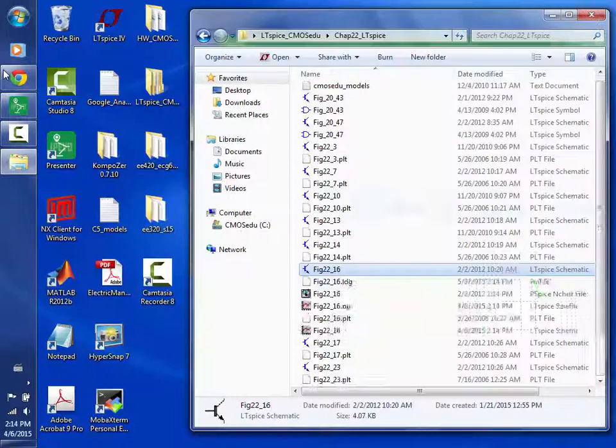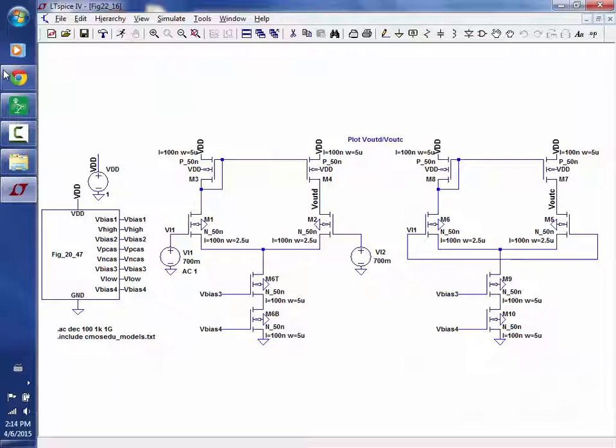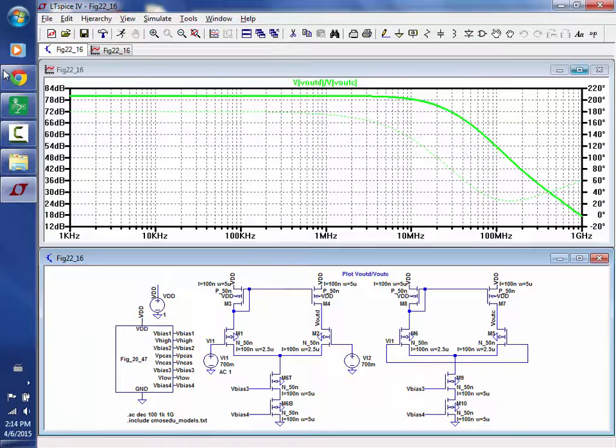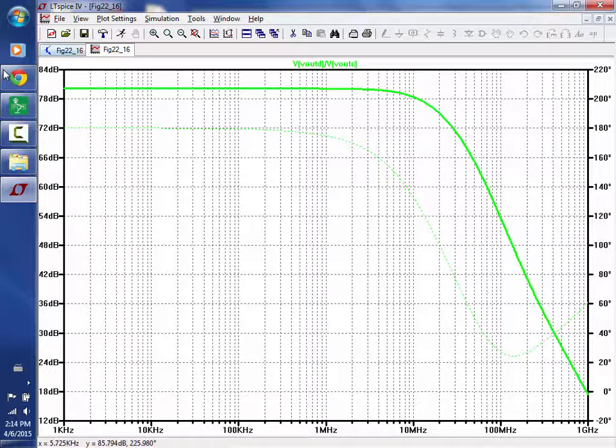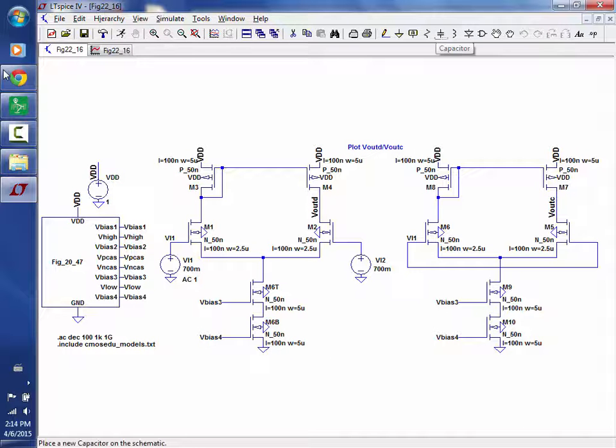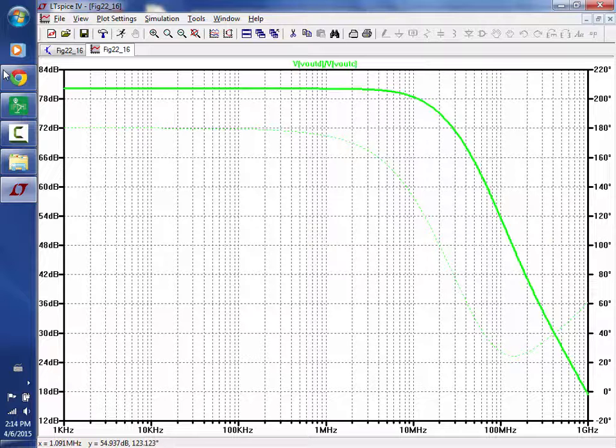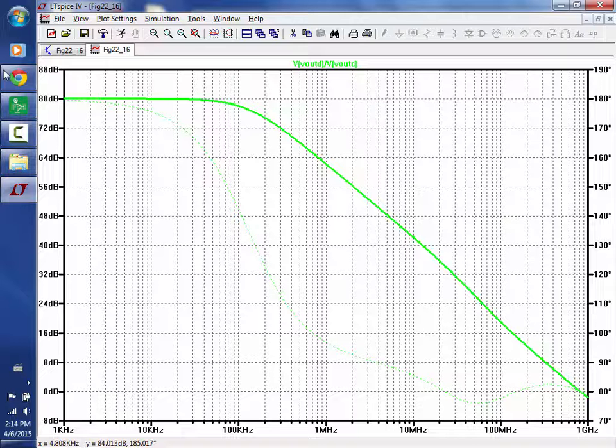Okay, so let's do one more. I know everybody's like, I want to go. All right, so I run it again. There's the 80 dB roughly. If I put a capacitor on each one of these, and let's just say we'll put 1 pico, and then I put one here just to make sure it's the same, and I ask, what's going to happen to the plot? Yeah, it's going to start rolling off sooner, right?